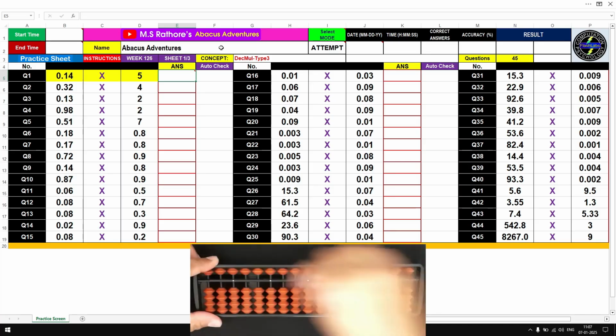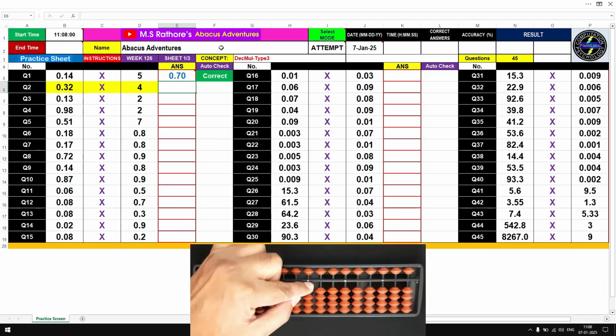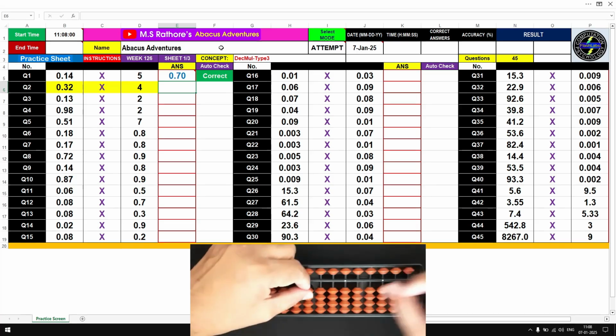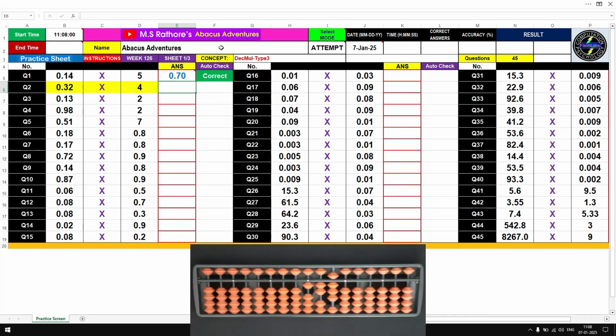Let's type in 0.70. It's correct. Coming to question number 2, 0.32 multiplied by 4. So the multiplicand has a 0 in the integral part. So 0 plus the multiplier 1 digit, 0 plus 1 is 1. Let's take rod number 1 to begin with. Now from right to left it is 4 multiplied by 32. 4 threes are 12, finger shifted, 4 twos are 8, and the answer starts from here and ends here, 1.28.